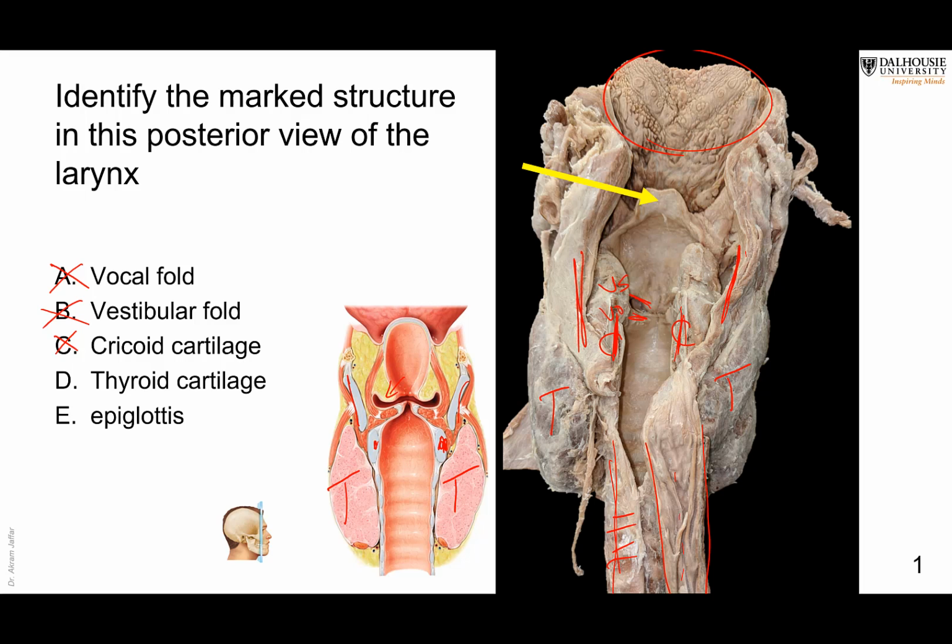That's the thyroid cartilage. In fact, it is the epiglottis. So this is the leaf-shaped structure, leaf-shaped cartilage, which is an elastic cartilage and acts as a valve at the laryngeal inlet. It is the epiglottis.